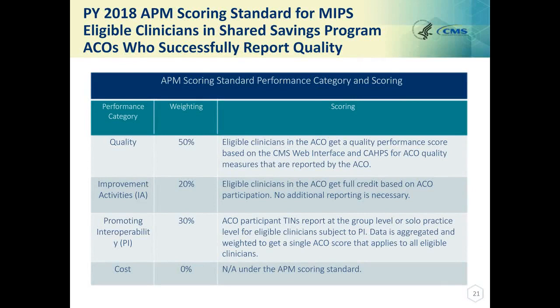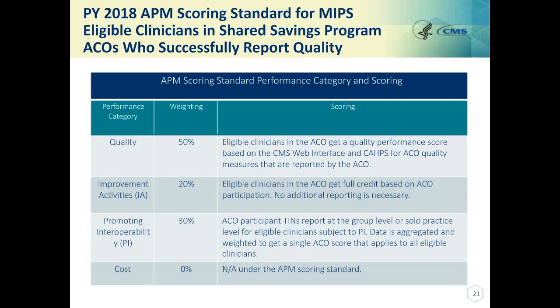In 2018, under the APM Scoring Standard, MIPS eligible clinicians in SSP ACOs who report quality, so these are participants in SSP Track 1 or those who did not receive QP status, will be scored on the 4 MIPS performance categories according to the following weights. Quality will be 50%. The improvement activities category will be 20%. Promoting interoperability will be set at 30%. And cost will remain at 0%.